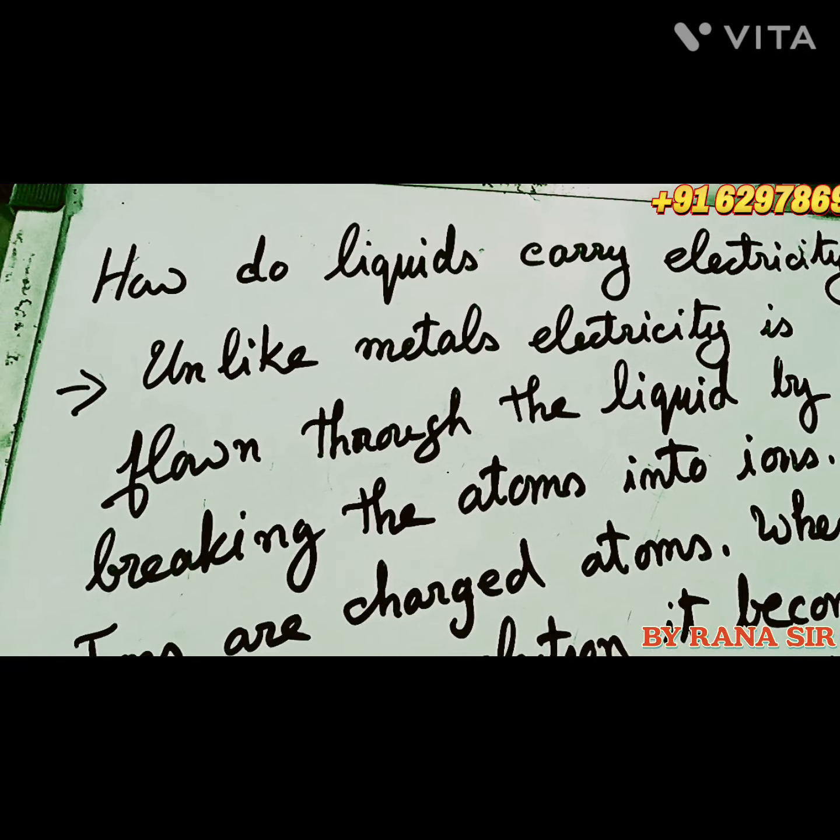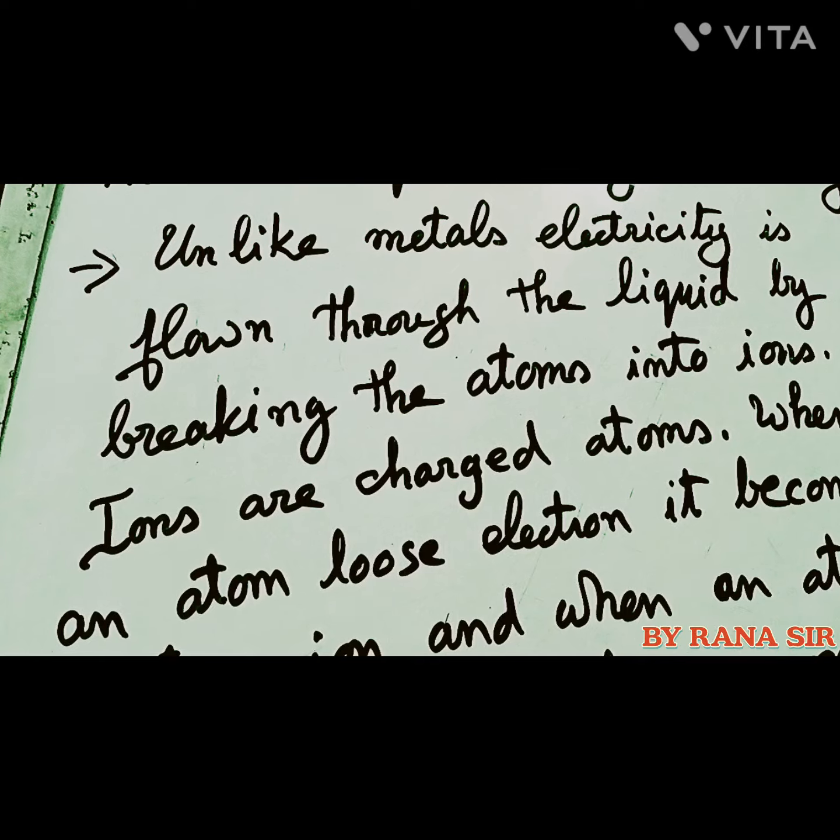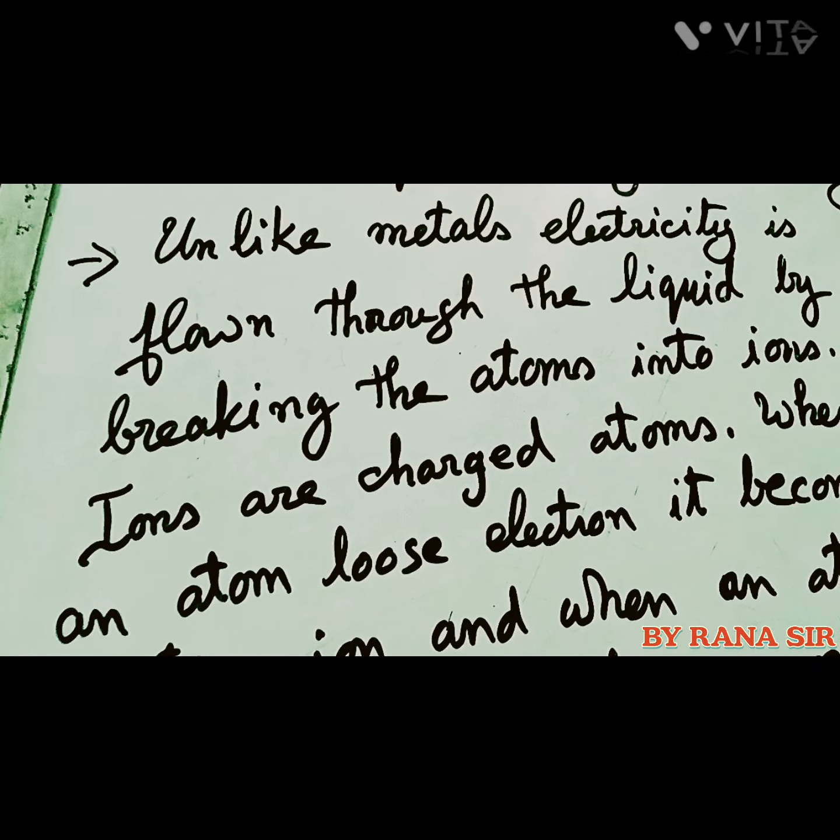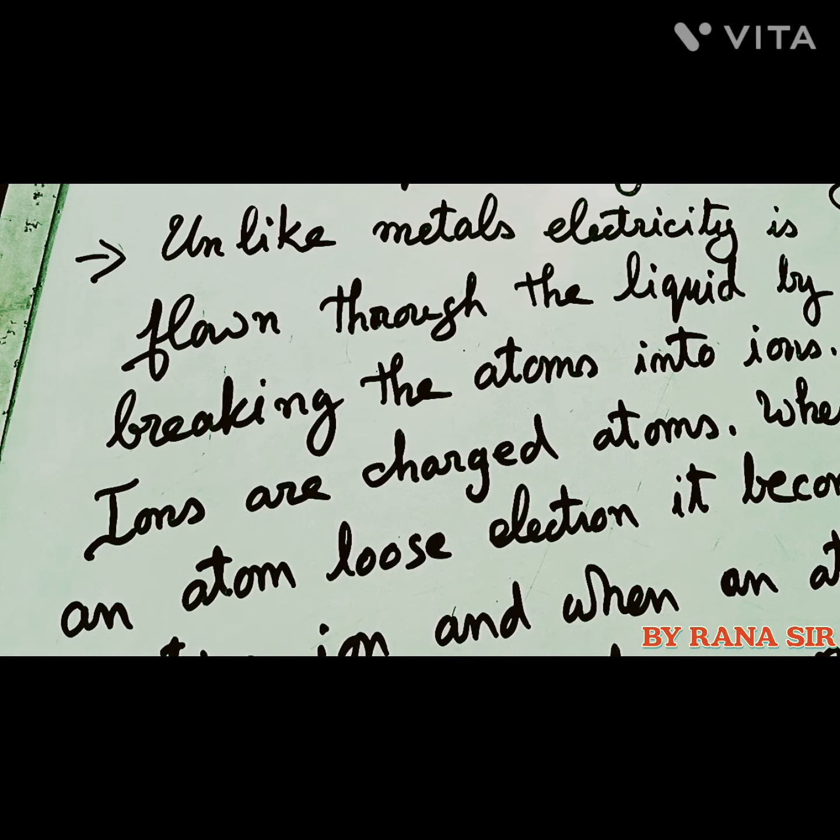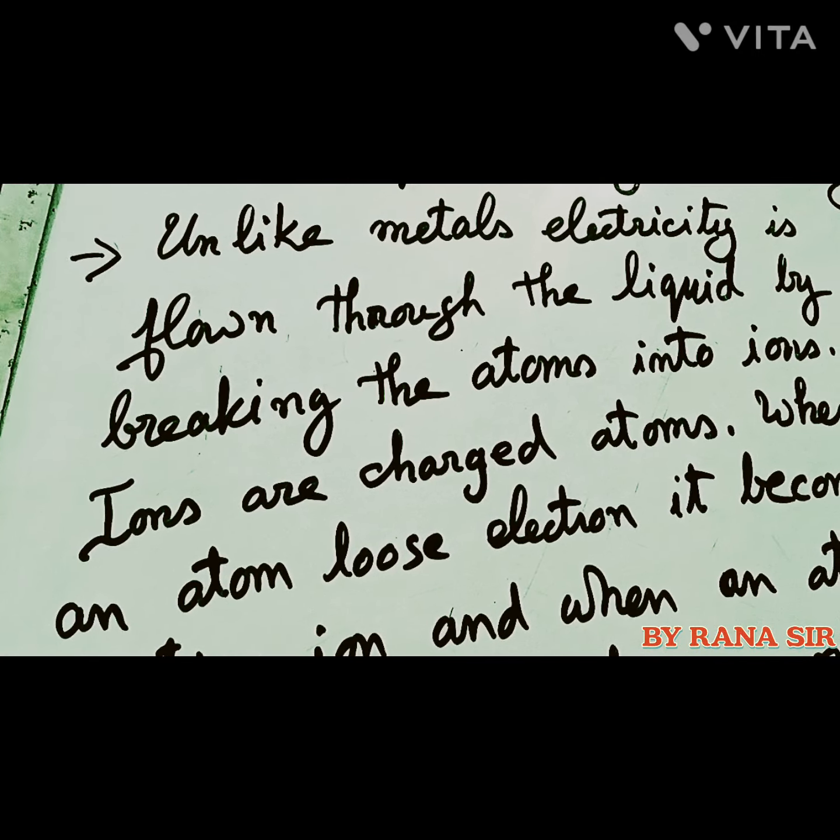In liquids, there are certain chemicals which actually break the atoms into their respective ions. So what are ions? Ions are charged atoms. Now, these are all atoms, but they are charged. So when an atom loses an electron, it becomes positive charge, and when it gains an electron, it becomes negative charge. So these are called ions, negative ion and positive ion.